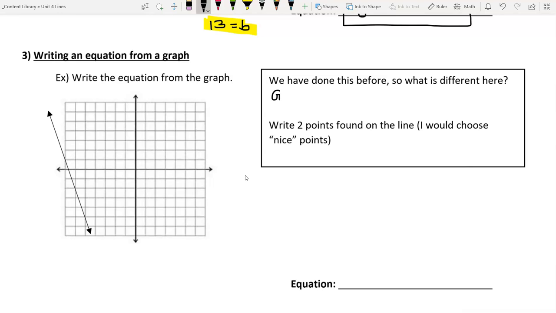Okay, the graph doesn't show your y-intercept. So you can't just say there isn't one, there is one. We just have to basically find 2 points that we're going to use, okay? So let's pick this guy, because that's a pretty point, and this guy.